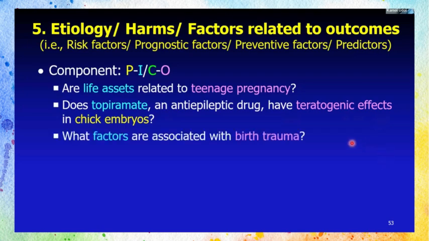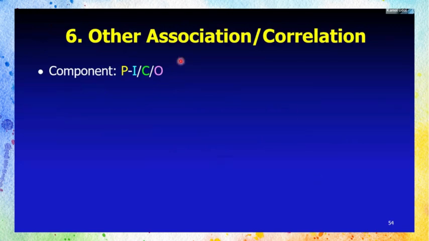What factors are associated with birth trauma? Factors related to outcome. No P appears here, but we can imply it easily because we are talking about birth trauma. So target population would be newborn baby, right? Intervention is factors, which needs clarification: which factor the researcher is considering. I and C, but outcome is birth trauma.